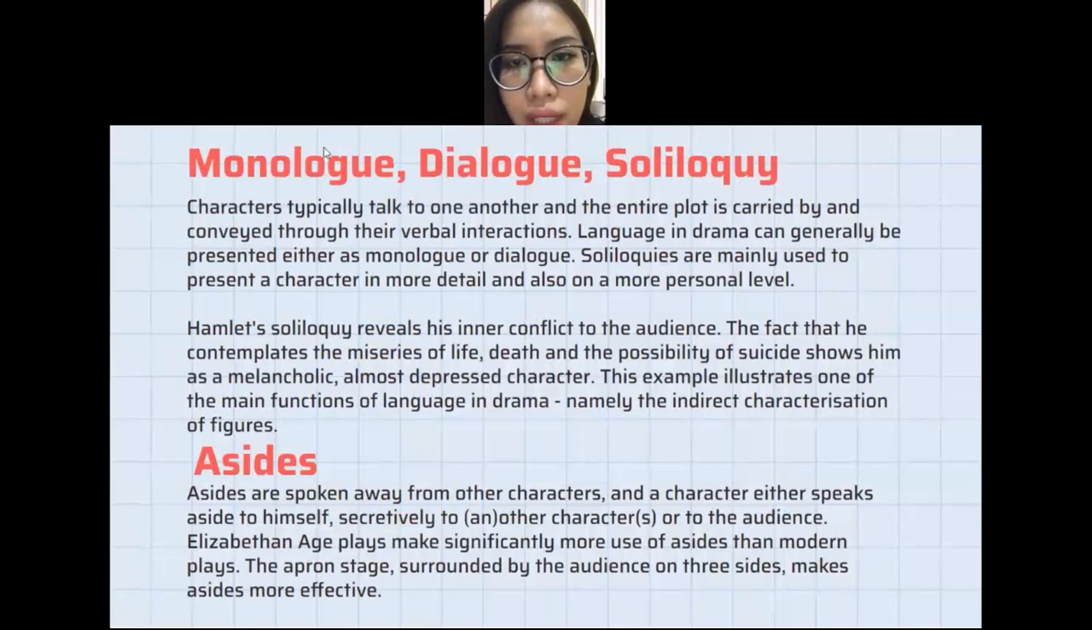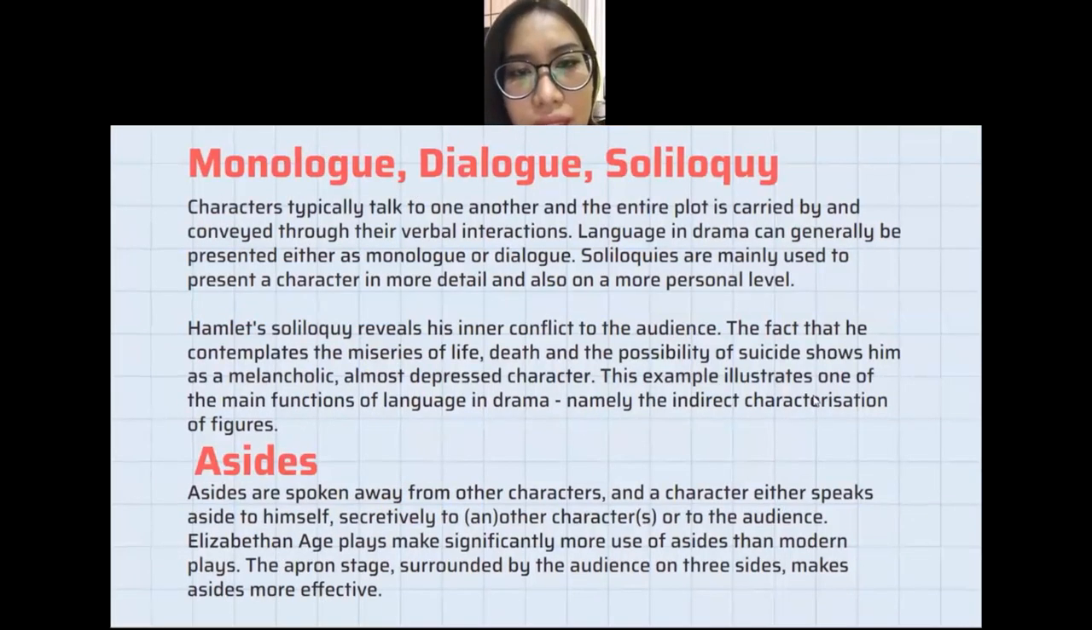Monologue, dialogue, and soliloquy. Characters typically talk to one another, and the entire plot is carried and conveyed through their verbal interactions. Language in drama can generally be presented either as monologue or dialogue. Soliloquies are mainly used to present a character in more detail and also on a more personal level. Hamlet's soliloquy reveals his inner conflict to the audience.